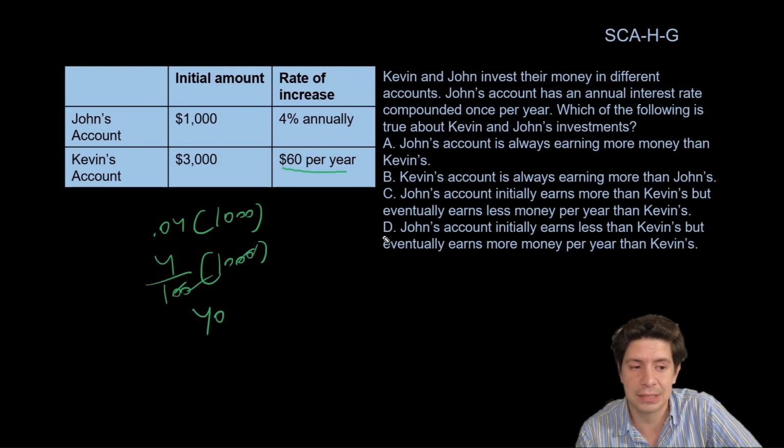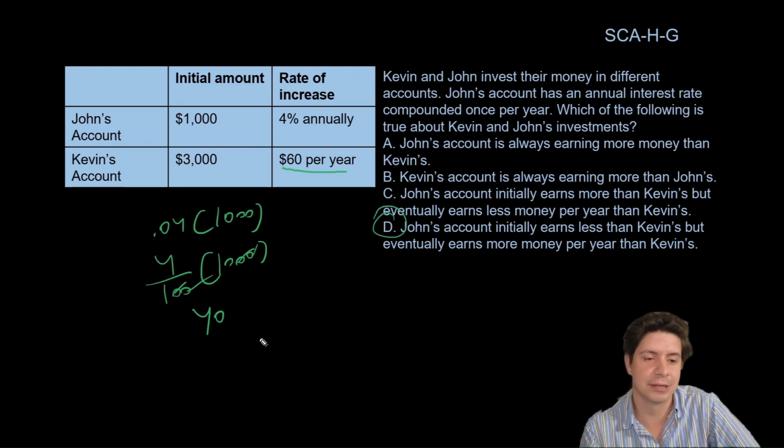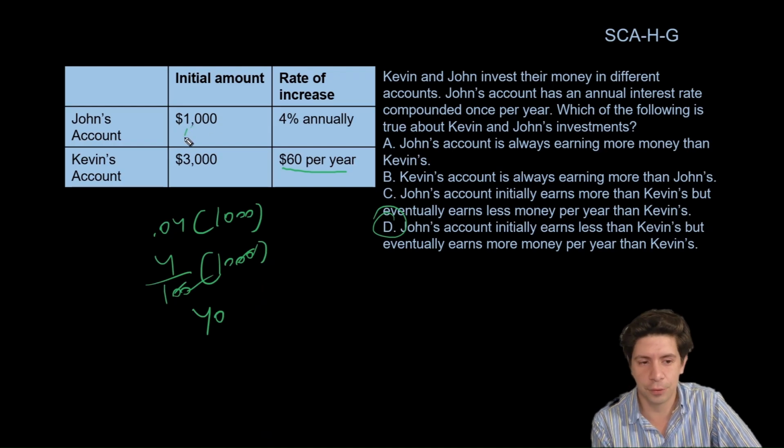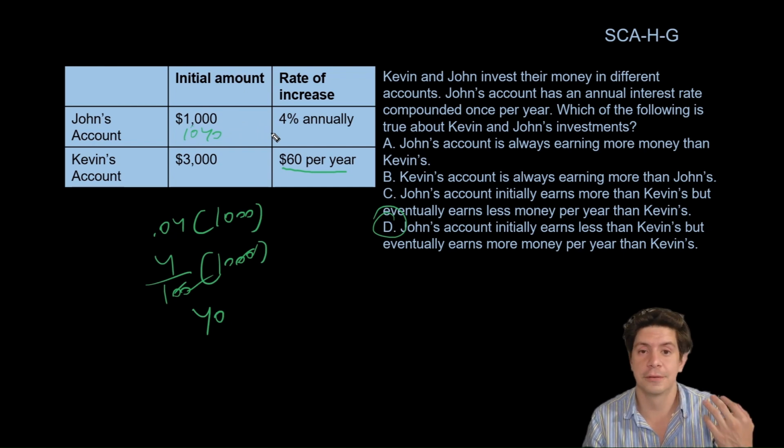He earns less originally, but then he eventually earns more. And we don't have to check when he earns more because we know it's going to pick up. You could check the next year and see, because it's going to be 1,040. He'll earn 4% of 1,040 instead of 4% of 1,000.